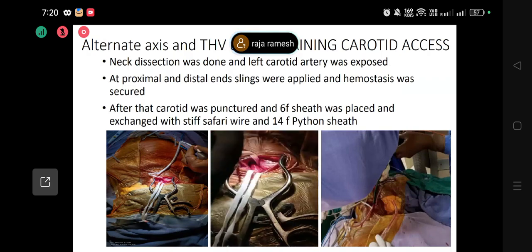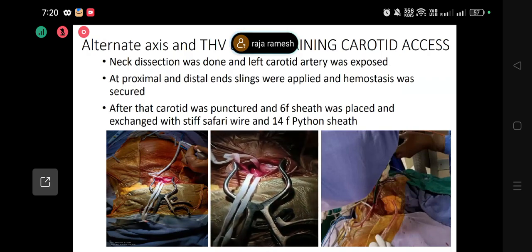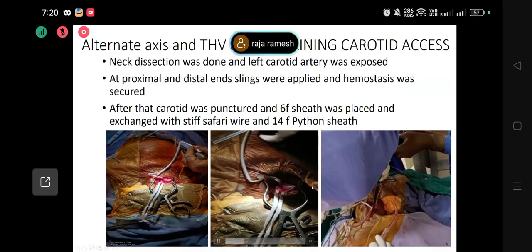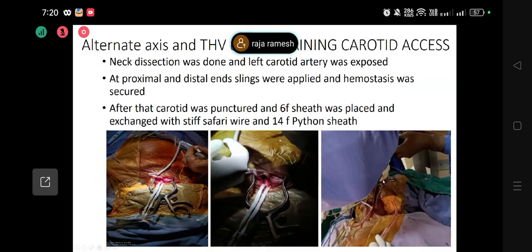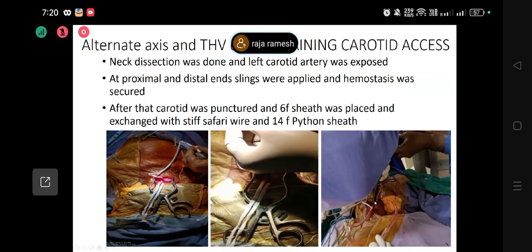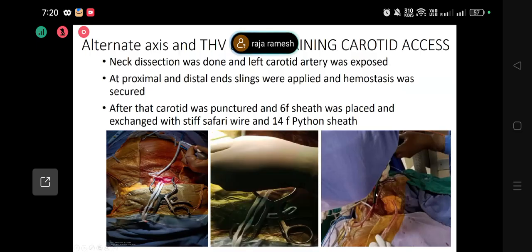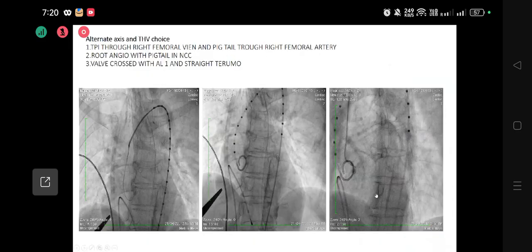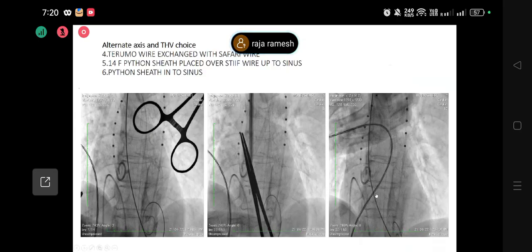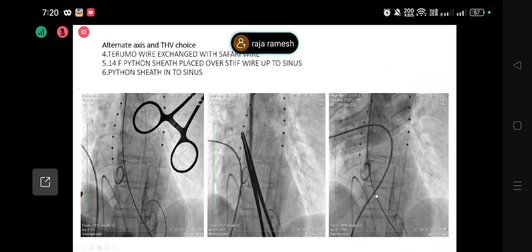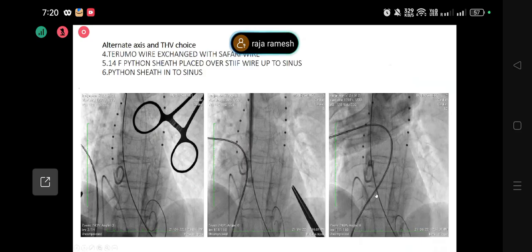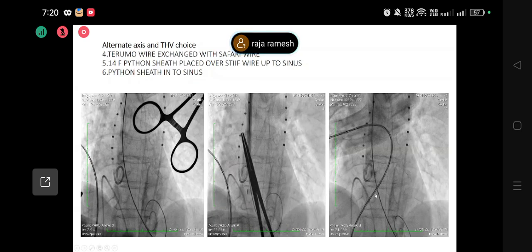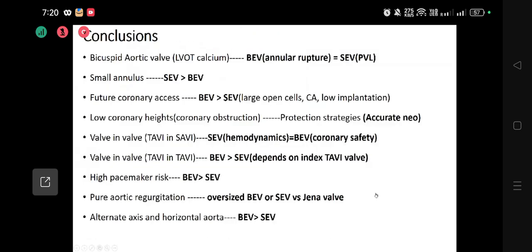We can see our surgeon has opened the neck and exposed the carotid artery. And through the exposed carotid artery, we have placed the large sheath. It is called the Python sheath from the middle. And we have finished the procedure from above. In all the previous case examples, we deployed the valve coming from the femoral. In this case example, we are seeing that coming from above, we have deployed the valve. So this is the transcarotid TAVI.